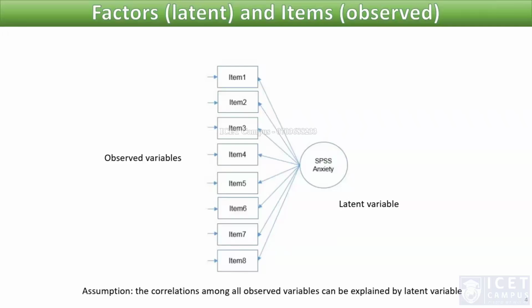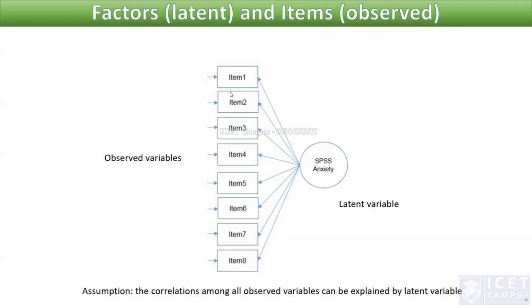But some variables cannot be measured directly. For example, SPSS anxiety. That is a psychological factor. So we can't measure these variables directly. We call them latent variables. Then to measure latent variables, there are some scales, we call them questionnaires actually.